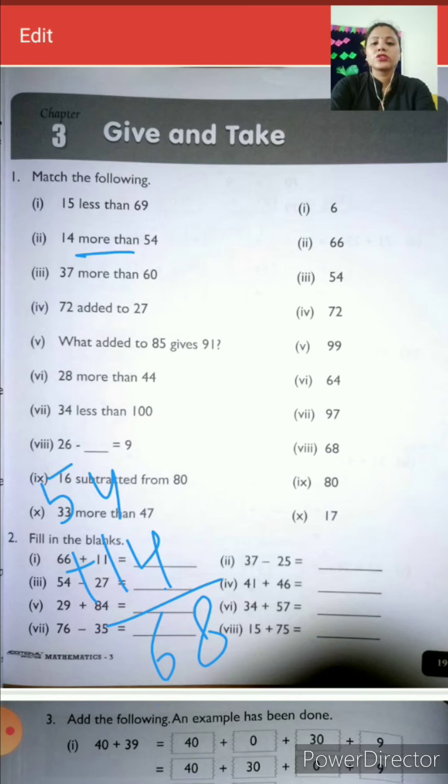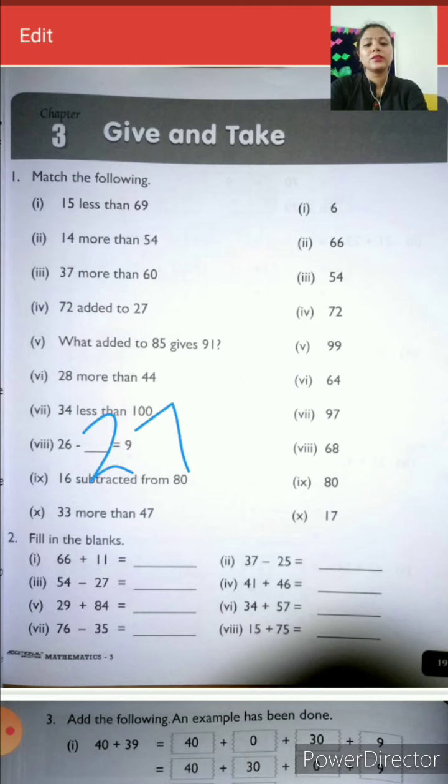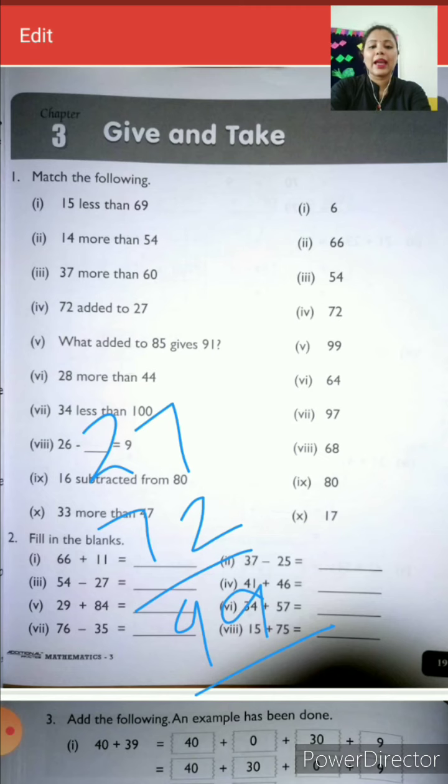Now our fourth question is 22 is added to 27. So add 72 with 27. 7 plus 2 is 9, 7, 2 plus 9. The answer is 99 and here is the answer. So just match. The answer of question number 4 is the 5th one.